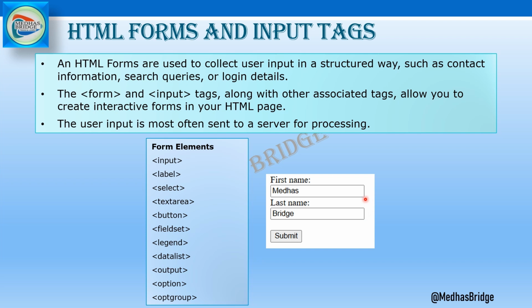So here is a small example. I have first name and its box, last name and its box, and then a submit button. This is a small form page. First name and last name are called labels. This is an input box, an edit box, where you are entering. This is a button where you can click for submitting the user inputs to the server.